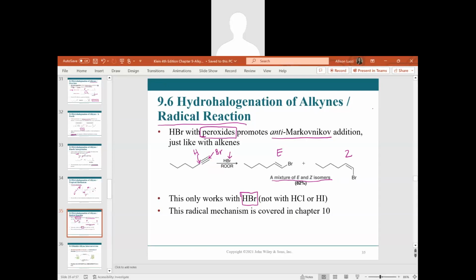And this radical mechanism we'll look at in more detail in Chapter 10 when we study radical reactions.